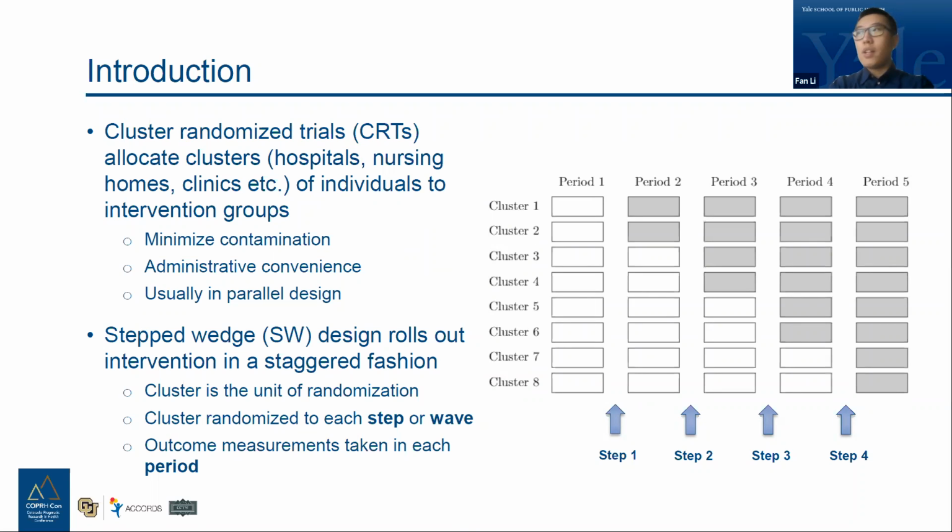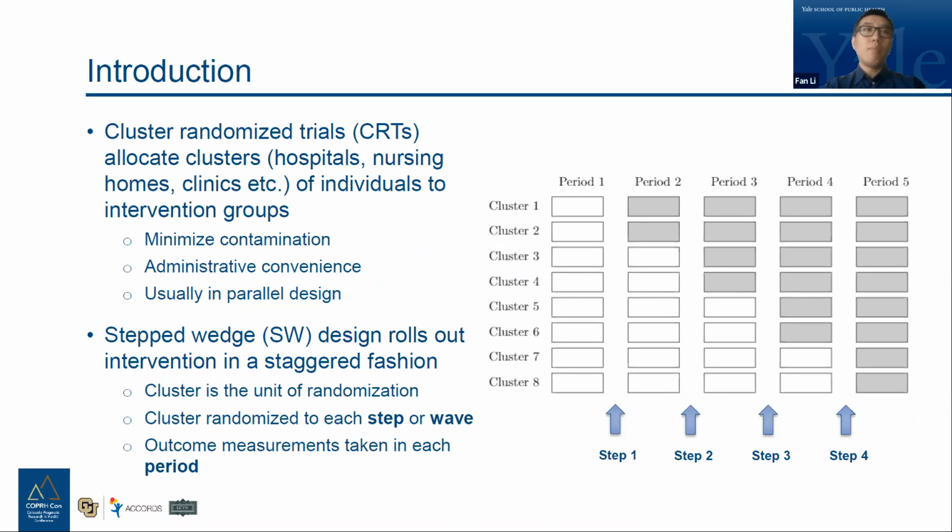So as we probably are familiar with, the cluster randomized trials, or CRTs, are study designs that allocate entire clusters of individuals to intervention or usual care. Each cluster may include a hospital, a nursing home, or a clinic, and these designs are conducted to minimize contamination of treatment within the same cluster, or because it is administratively convenient to randomize the intervention, which is designed to be a cluster-level intervention. The cluster randomized trials often come in the form of a parallel design where half of the clusters are going to be randomized to intervention or usual care at baseline simultaneously.